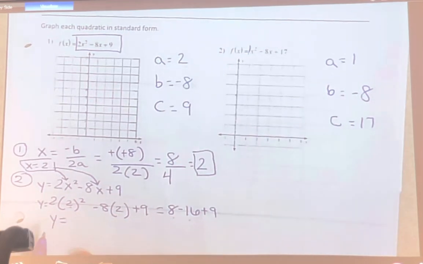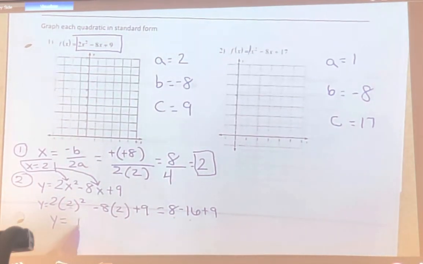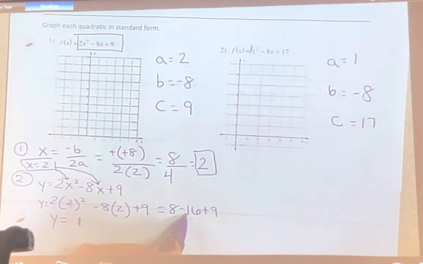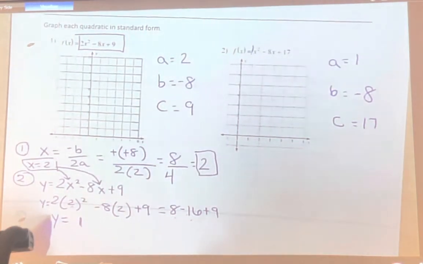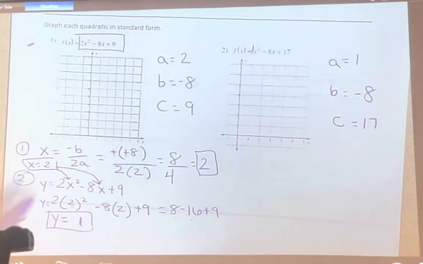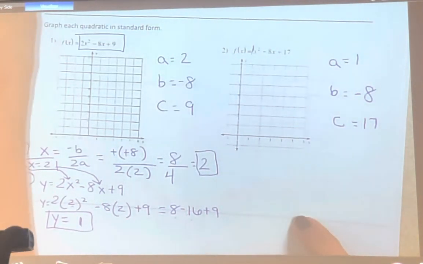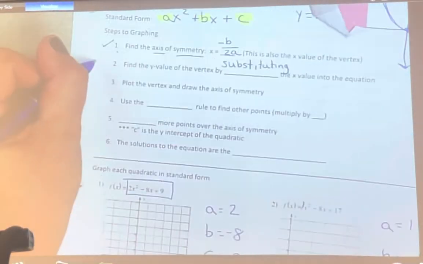So that gives us 1. 8 minus 16 is negative 8 plus 1 is 9. And after we finish this, let's do the order of operations on the warm-up and I'll show you what I mean. Okay? All right, so y is 1. So I have x and y, which takes us to, so step 2, done.